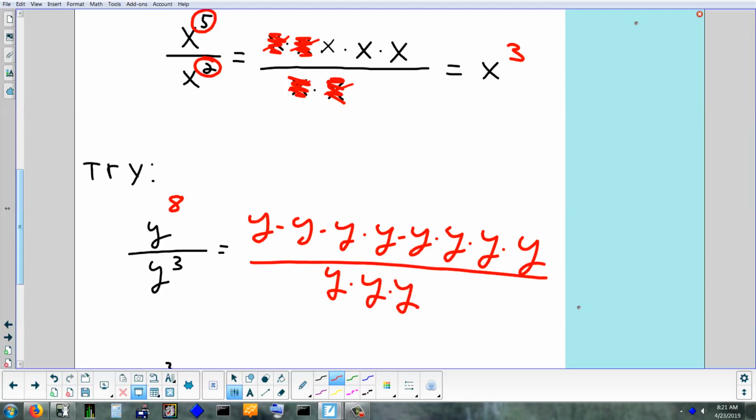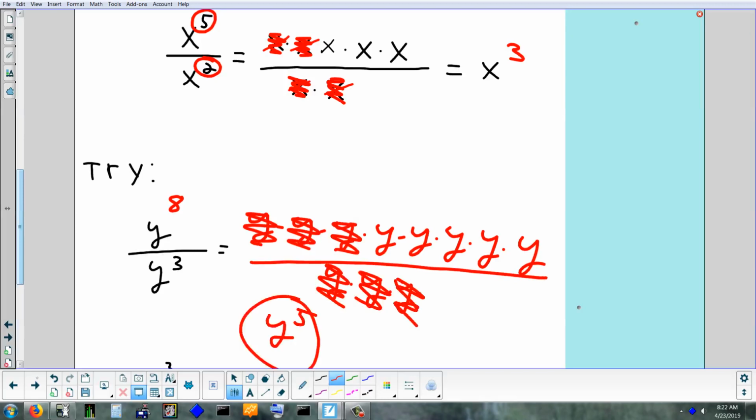What can I cancel from the top and the bottom? It's got to be 3 of the y's. 1, 1, 2, 2, 3, 3. So what am I left with? Y times 2. Y to the what? 5th. 1, 2, 3, 4, 5. You're like, well, why is it y to the 5th? Just remember, these all have exponents of 1. And when you multiply, 1 plus 1 plus 1 plus 1 plus 1. That's why you get y to the 5th.